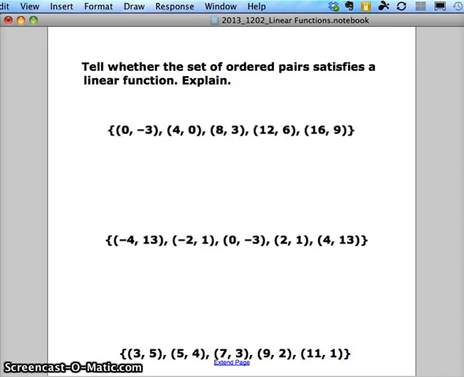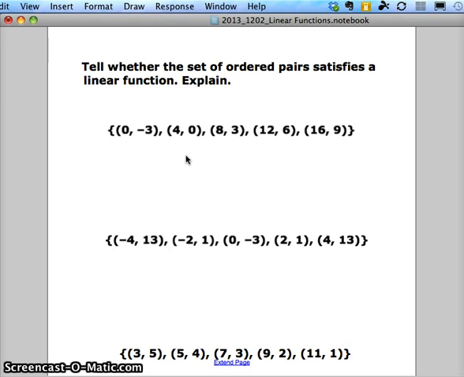So now we can decide whether or not an ordered pair satisfies a linear function. And we talked about how to determine if an ordered pair was a function, and if you remember, every x value would be paired with one y value. So now we have to decide if it's a linear function. First of all, you're going to want to decide if it's a function. And if we look at number 1, we have 0, 4, 8, 12, 16. Those are all individual x's. They each are paired to a single y, so it is a function.